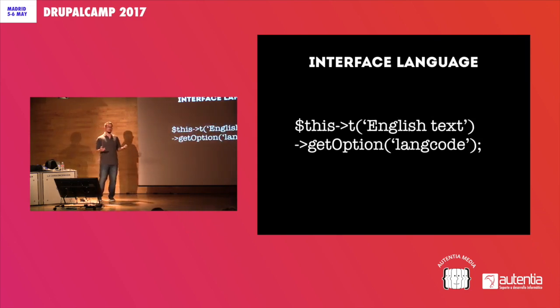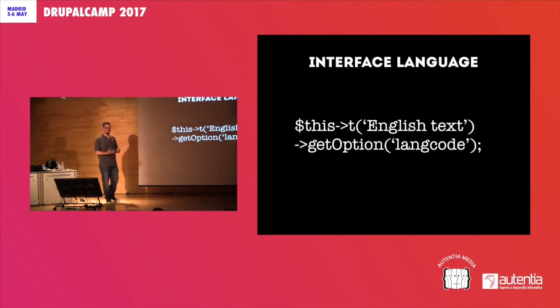And if you do that in Drupal 7, you get the string back translated. In Drupal 8, we don't have that. What we get back is an object, which is a translatable markup object. And as this is an object, you can call methods on it. So you can get the lang code, which will return the language code to which you are translating this string.